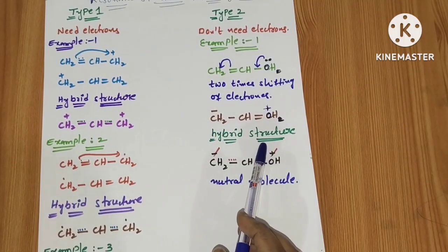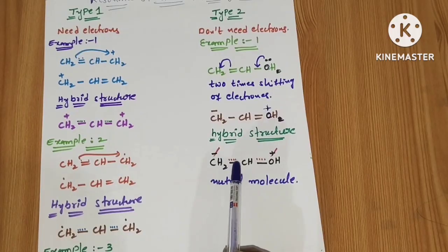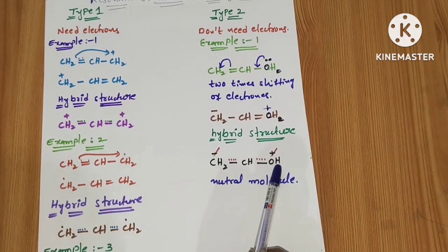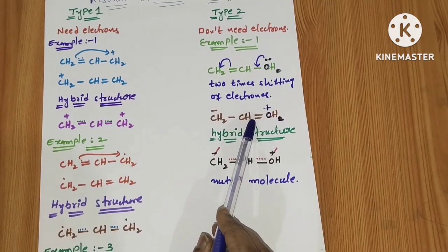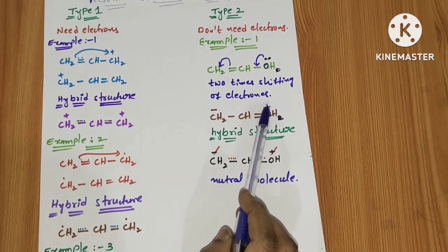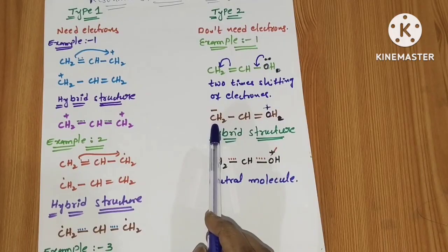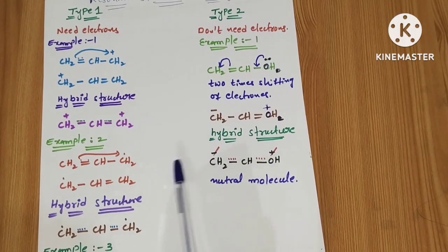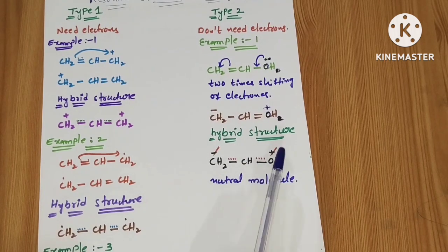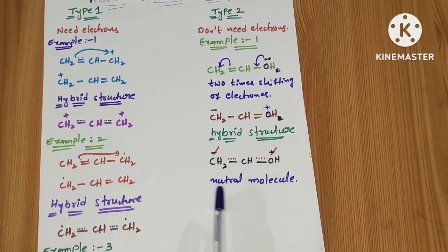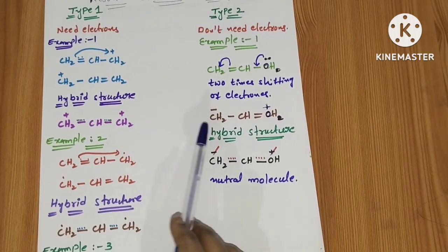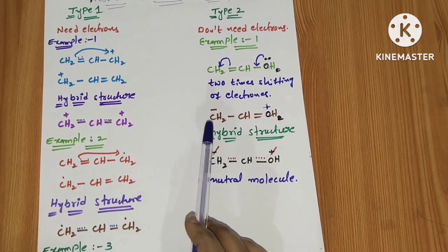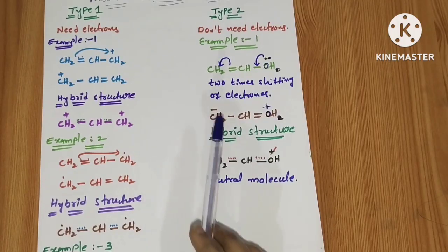For hybrid structure, I draw CH2 single bond CH single bond OH. There is a double bond present here and here. The positive charge is present on this oxygen and the negative charge on this first carbon. Overall, positive charge and negative charge cancel each other and this molecule is a neutral molecule. So using these 2 tricks, we can easily draw resonance structures of molecules having linear geometry.